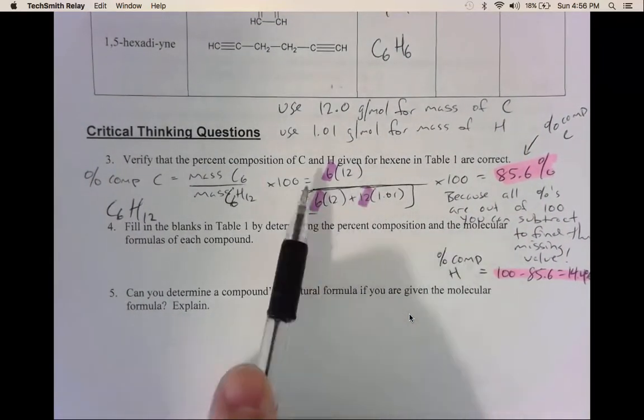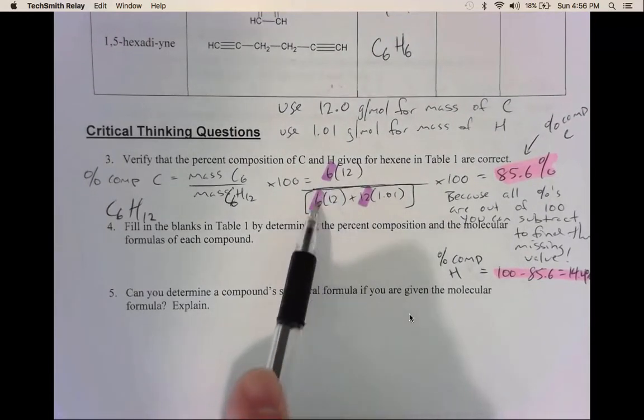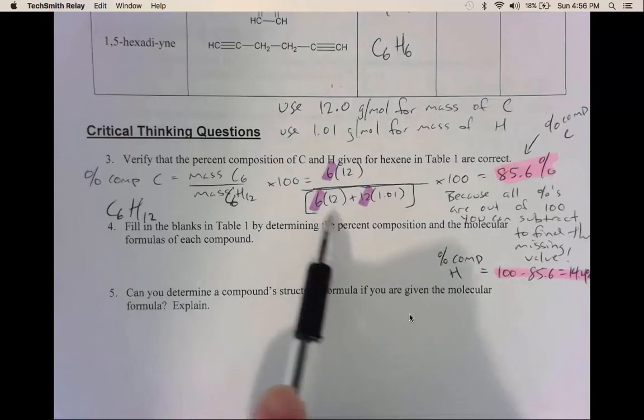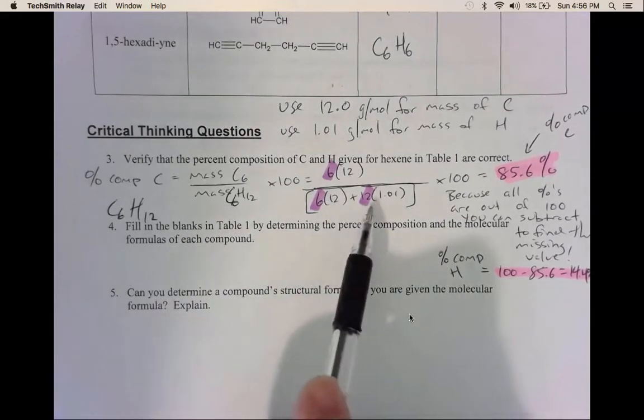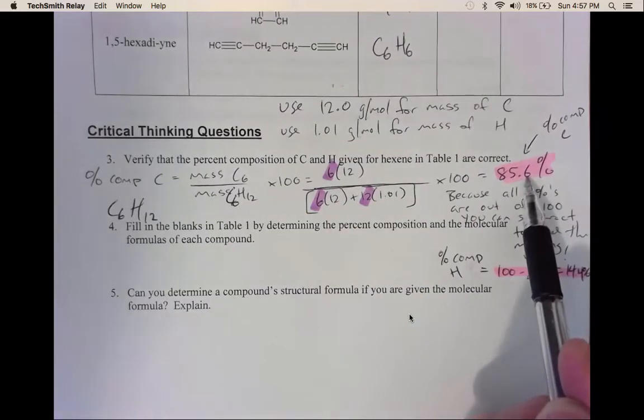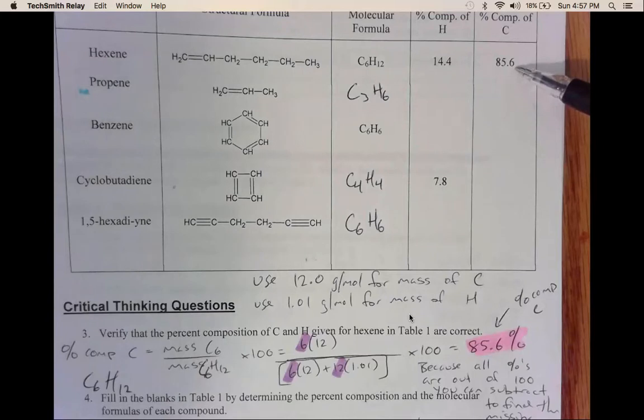Next, we will plug our values in. So remember the mass of carbon. So we would multiply by 6 times 12. I highlighted all the subscripts for us. So this is the subscript for carbon. This is the subscript for hydrogen. We multiply by 100. We add. It comes out to 85.6. We do see that it is 85.6 up here.